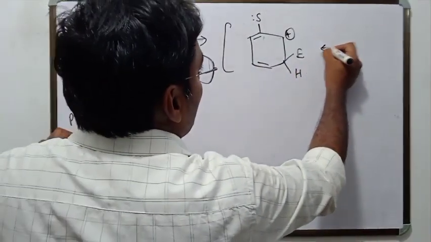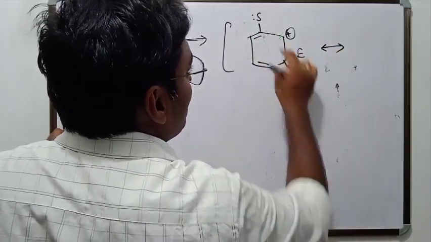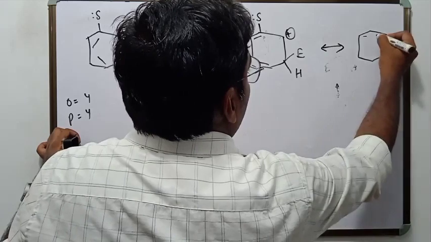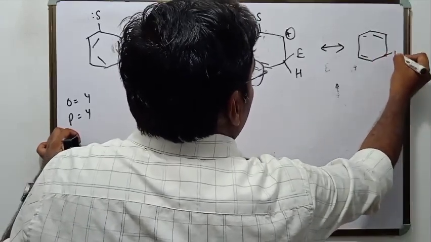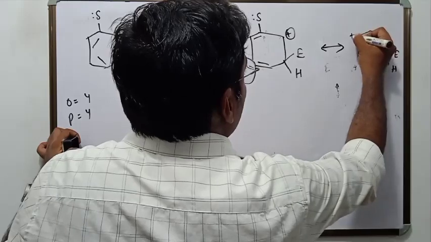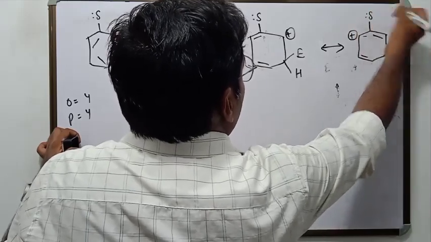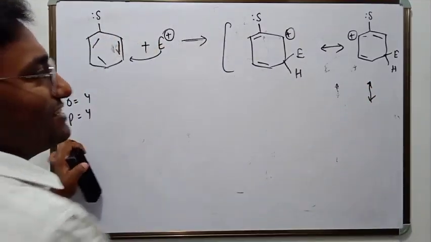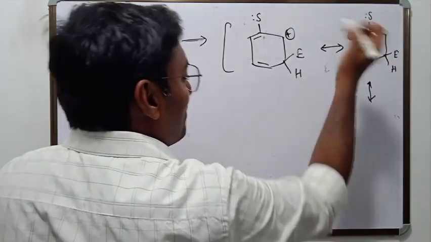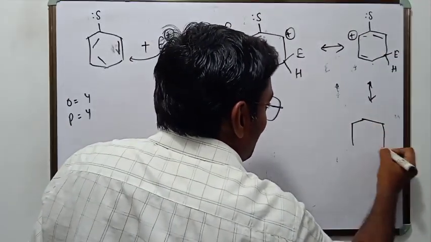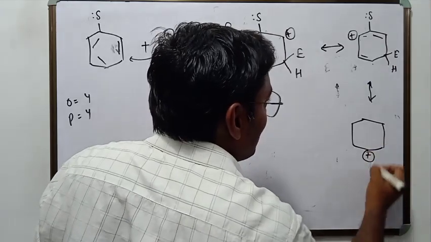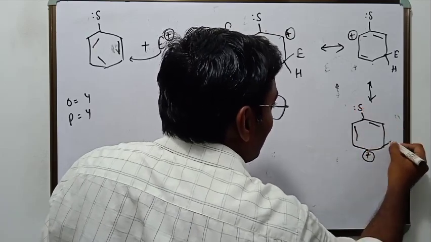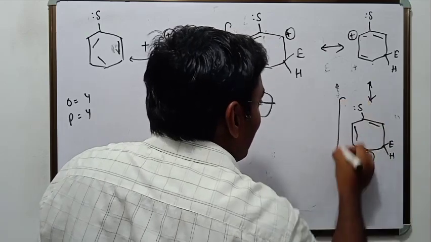Now what would happen? What is the next structure? This pair would come here, and the next structure that we would get is like this, with E, H, and the positive sign would come here, correct? Now what would happen? What would be the third structure? Any guess? Yes, this electron pair would come here and the positive sign would come here. Very good. So now this positive sign comes here and this electron pair comes here. Any other structures possible? No.